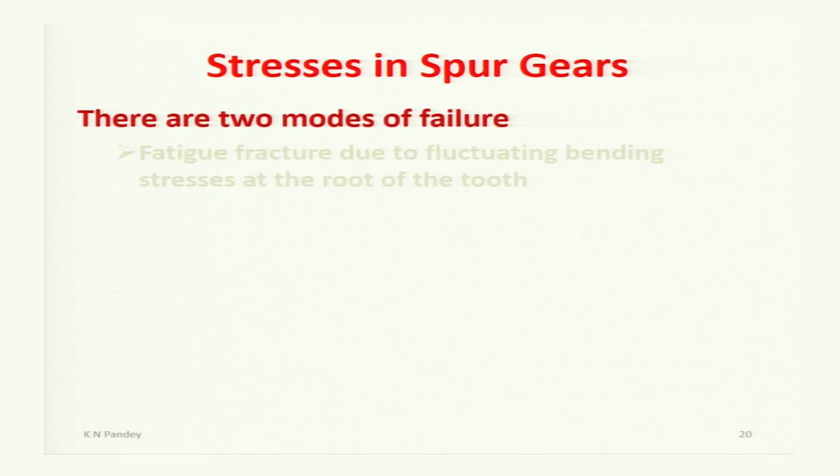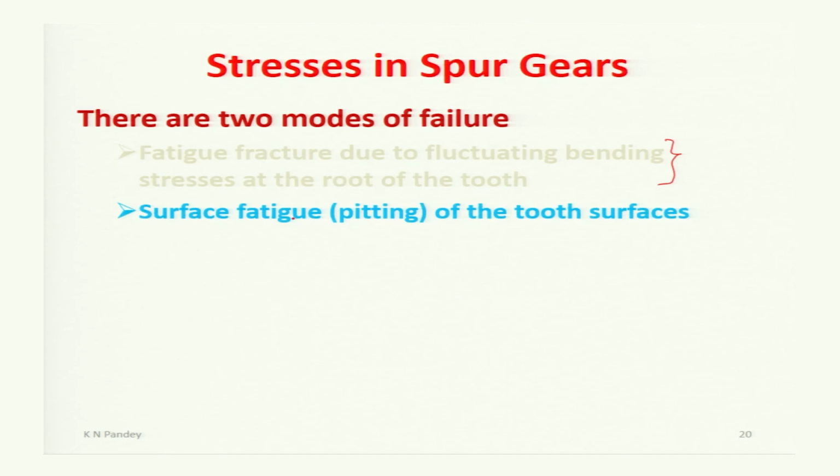Now, we know that on the gears the modes of failure are of two types: the fatigue fracture due to fluctuating bending stresses at the root of the tooth, which we studied just now. The next stresses which act is the surface fatigue or the pitting of the tooth surfaces. That means due to contact between the two teeth, there will be contact stresses and they are varying, dynamic in nature, and therefore there will be surface fatigue phenomena.